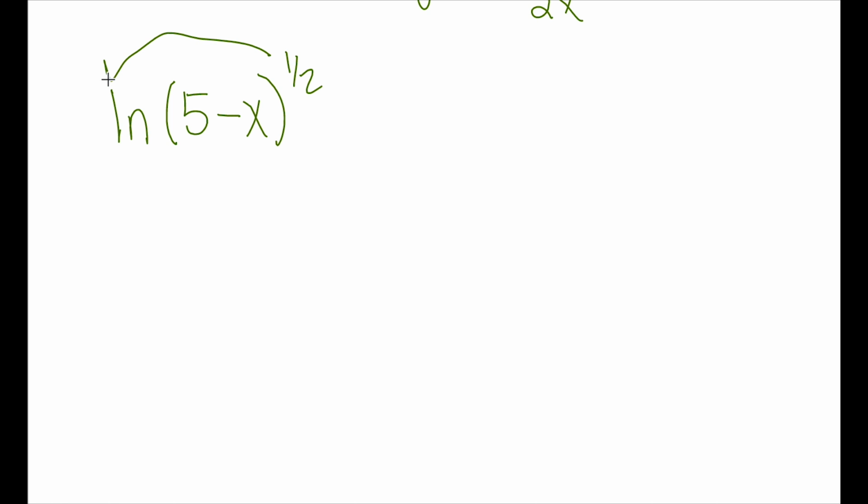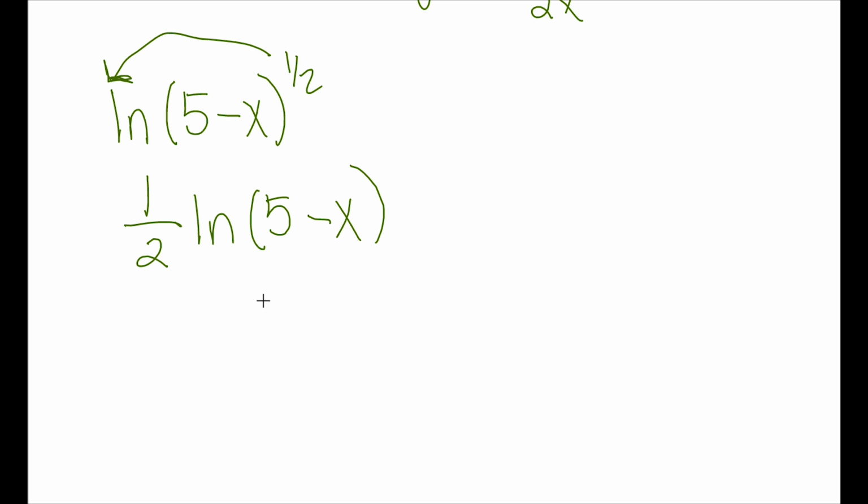Okay, and the final part of the first example asks you to find the derivative of ln of 5 minus x to the 1/2 power, or the square root of 5 minus x. So remember, if you have ln of some term with an exponent, you can bring the exponent to the front. We're going to want to do this so that we have a constant in front and don't deal with a fractional exponent.